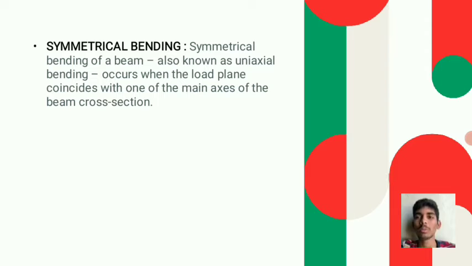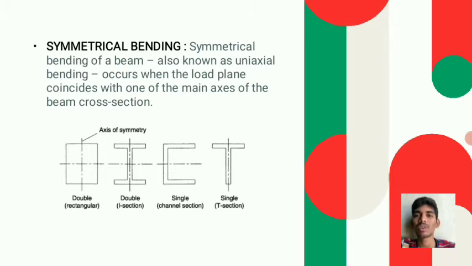Now let us discuss what is meant by symmetrical bending. Symmetrical bending of a beam, also known as uniaxial bending, occurs when the load plane coincides with one of the main axes of the beam cross section. This figure shows symmetrical bending. A beam is said to be a symmetrical beam if, when we fold the beam along an axis, it perfectly coincides with the axes.